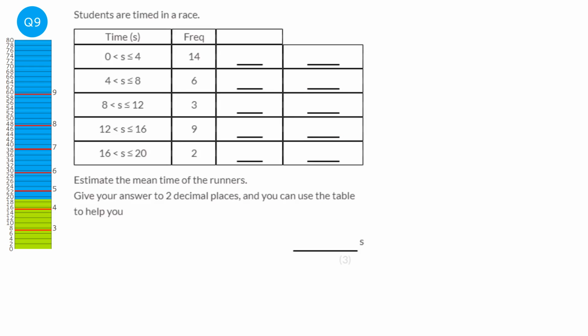To find the mean, we need to work out the sum of the numbers, basically what they add up to. And what we then do is divide that by the amount of numbers.